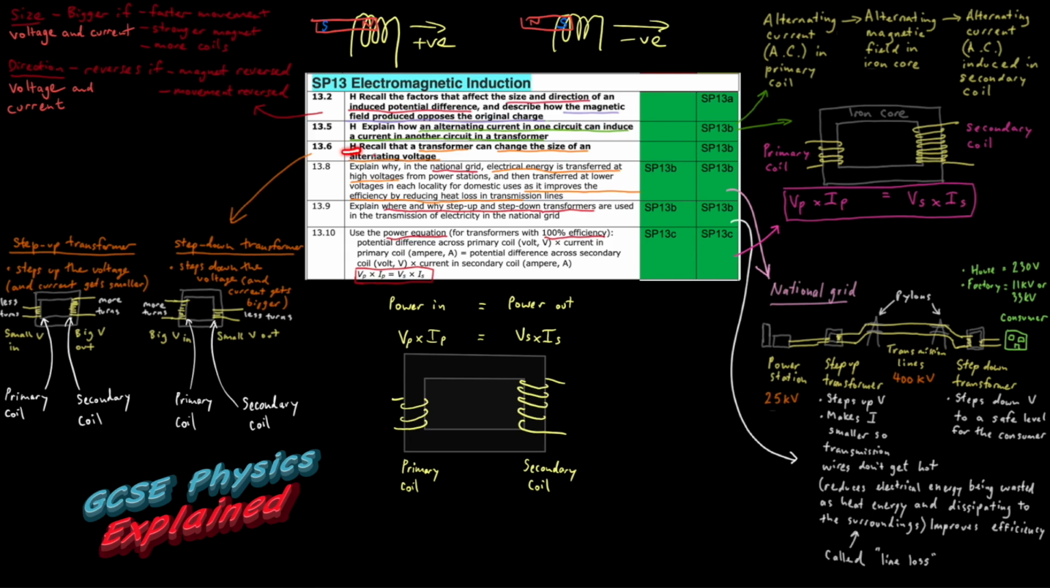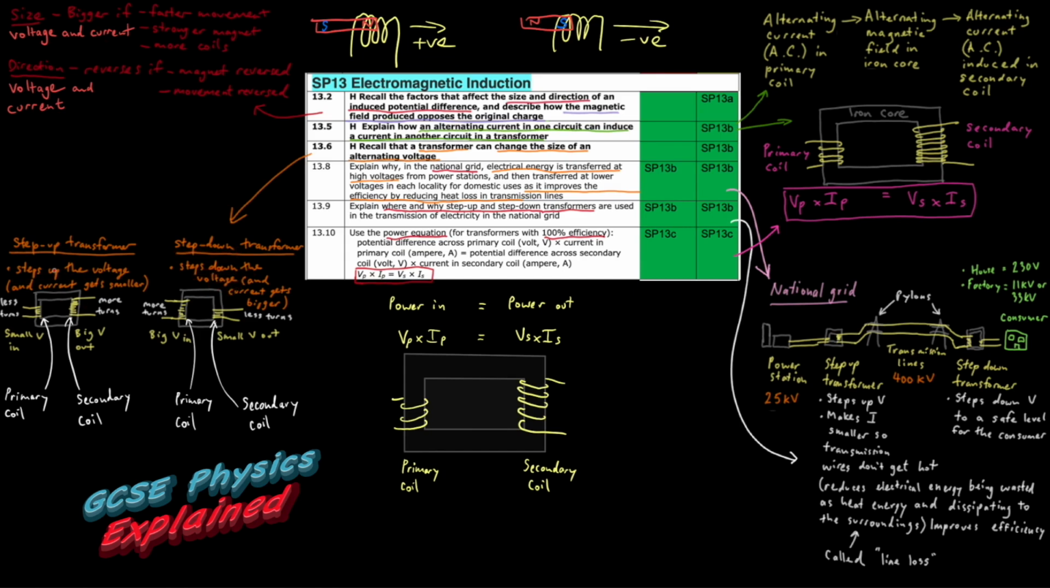Higher only again. Recall that a transformer can change the size of an alternating voltage. So 1 mark for saying that. Extra details is you've got to know there's 2 types of transformers, a step-up transformer and a step-down transformer. Whatever it says it does, that's what it does to the voltage. So if it says it's a step-up transformer, it's going to step up the voltage. If it says it's a step-down transformer, it's going to step down the voltage.